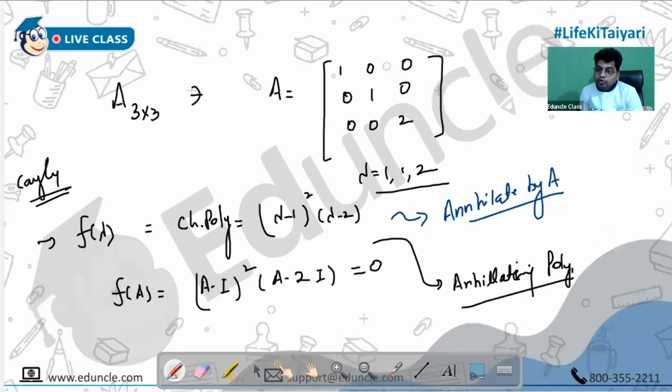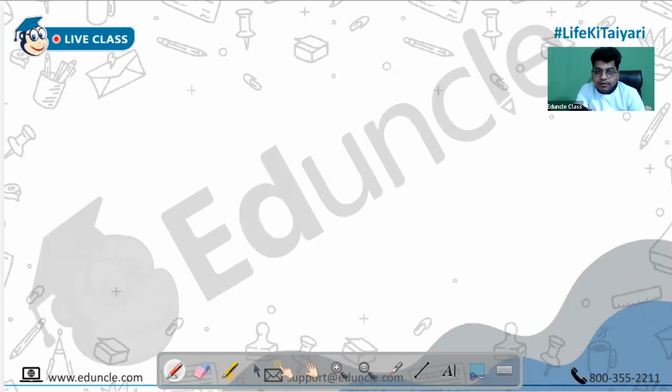But how do we find an annihilating polynomial? What kind of polynomials are annihilating? First of all, we are going to discuss number one. Let us consider this same problem, matrix A, a 3 by 3 matrix, and its characteristic polynomial f(lambda) is (lambda minus 1) whole square and (lambda minus 2).